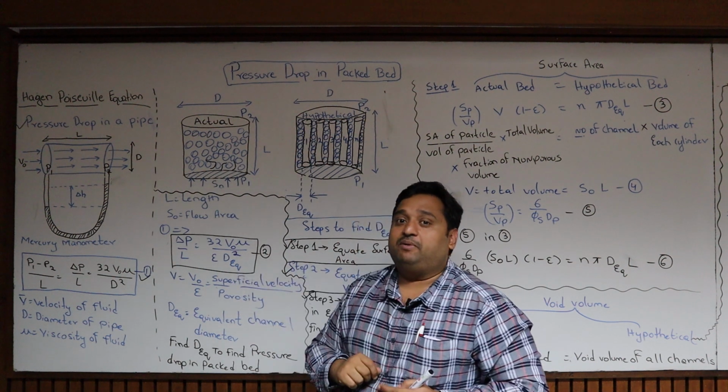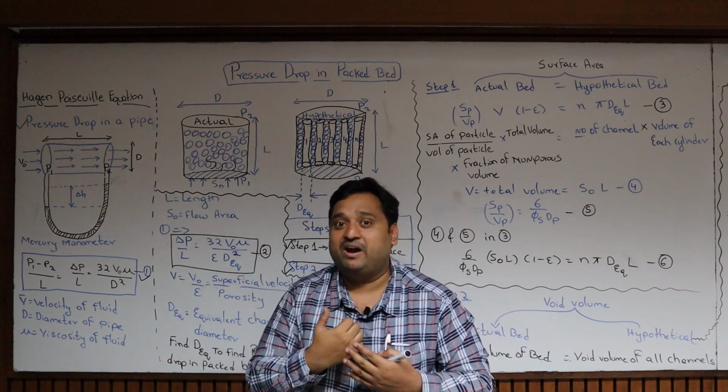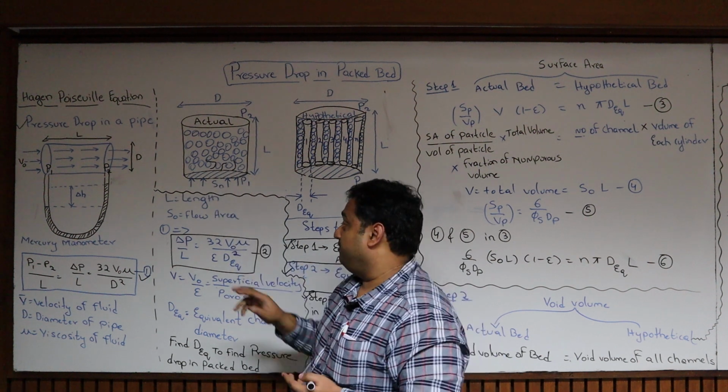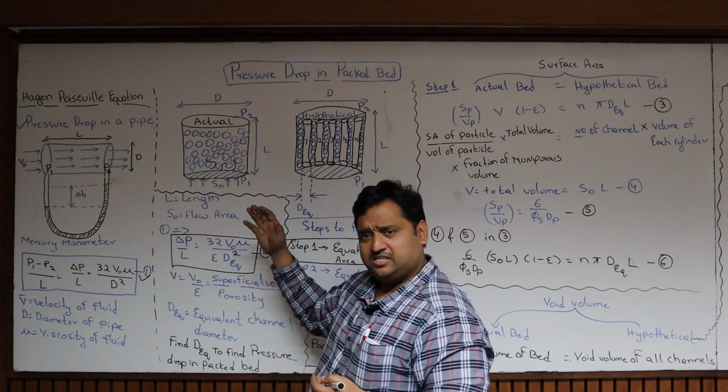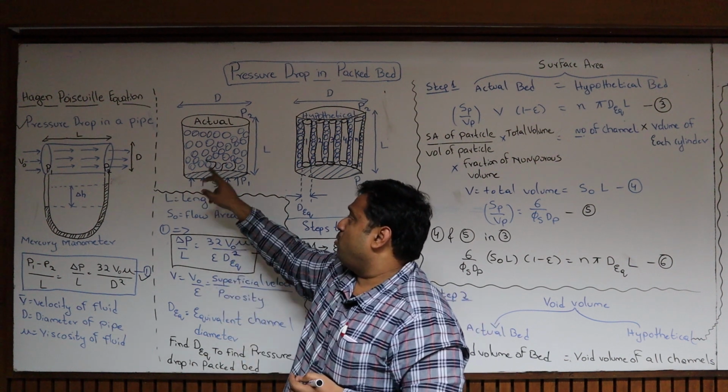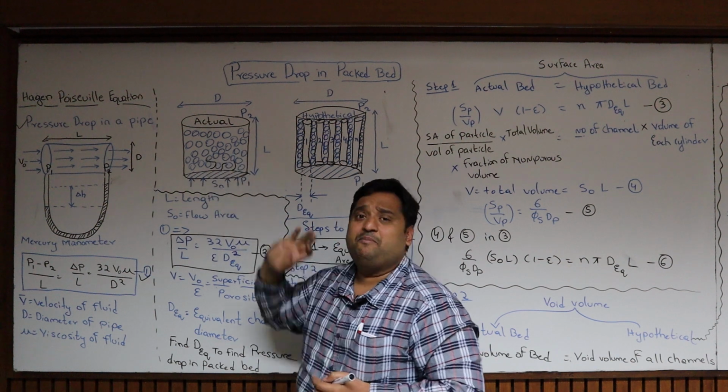D equivalent, the equivalent diameter, is what we have to find out. What is the diameter of this particular bed, which is typical? We are going to derive on this basis, and D equivalent is nothing but the equivalent diameter of this bed.